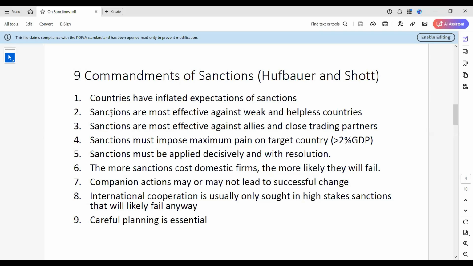All right. So sanctions are most effective against weak and helpless countries. If you have a lot of contact and a lot of connections with other countries, you can easily get around whatever sanctions people put up against you. And they're most effective when they impose maximum pain on a target country. Hufbauer and Schott determined that a greater than 2% GDP decline is considered maximum pain. If you can disrupt a country to the extent that you're wiping out 5% of their GDP, they're going to be in some serious issues.